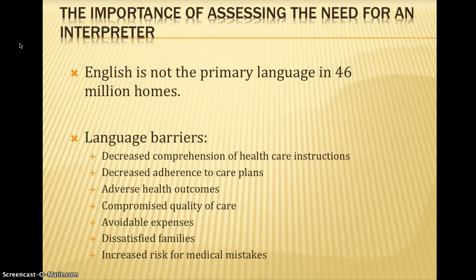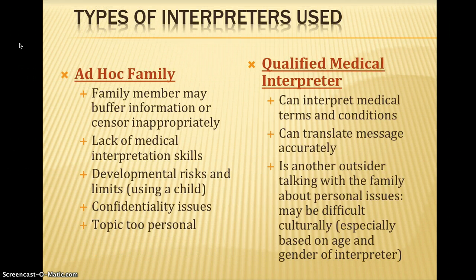It's important at this early onset to determine the need for an interpreter, since English is not the primary language in 46 million homes. We know that language barriers can lead to decreased comprehension of healthcare instructions, decreased adherence, adverse health outcomes, and compromised quality of care. We may have avoidable expenses and a dissatisfied family, and it can lead to medical mistakes. So think about the need for interpreters.